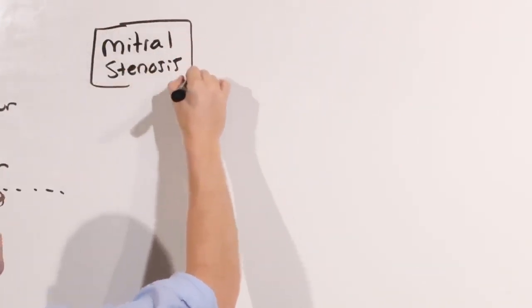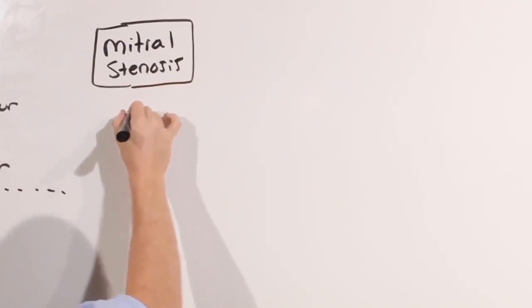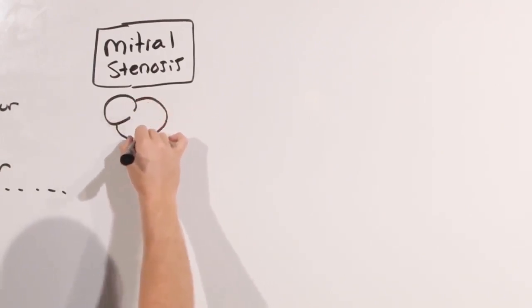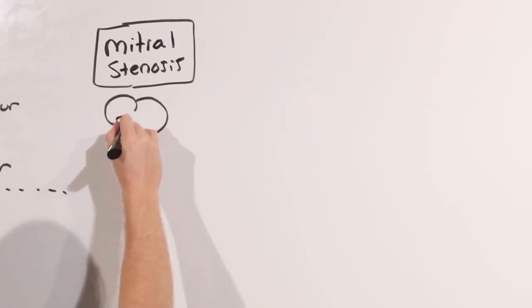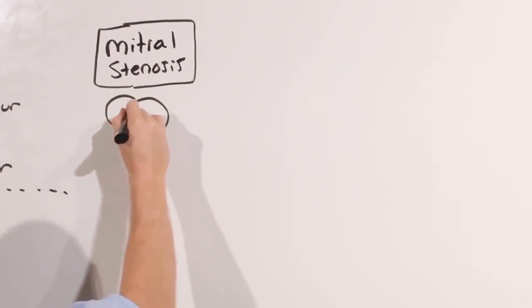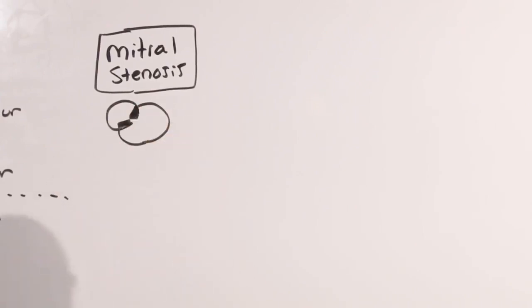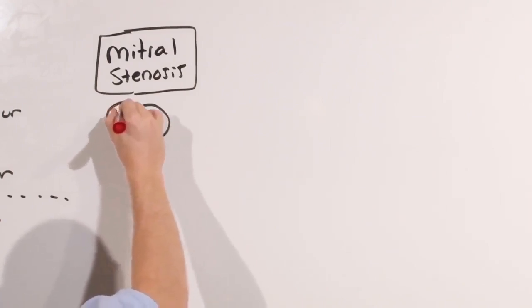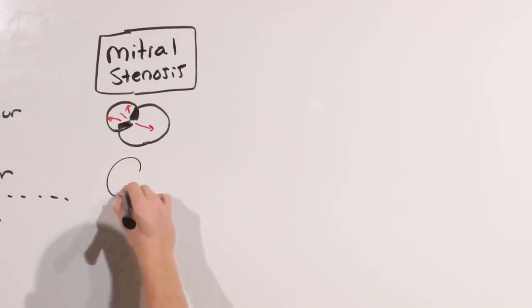Mitral stenosis, we're going to use the 2-chambered heart system. That's an atria. This is the ventricle. In mitral stenosis, the mitral valve gets thickened and stenotic. The consequence of a thickened valve is that not a lot of blood will get through. And instead, blood is going to back up into the atrium. When blood backs up into the atrium, it's going to cause a dilation of the atrium.